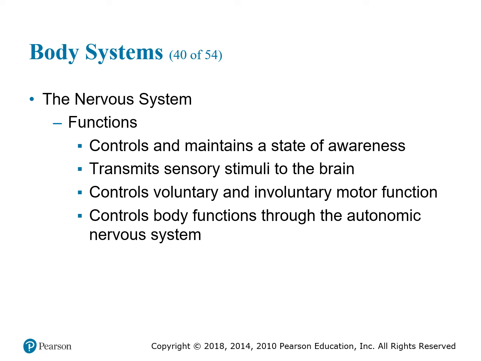So, moving on with the nervous system. So, functions. Now, the nervous system controls and maintains a state of awareness. Okay, transmits sensory stimuli to the brain, controls voluntary and involuntary motor function, and then controls body function through autonomic nervous system function. All right, so with the nervous system, we got control. Now we have conscious control and unconscious or subconscious control.